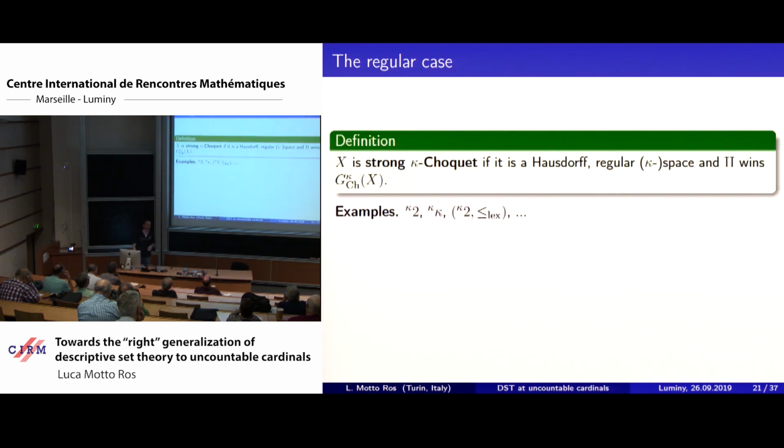And then you have your definition. They call this strong kappa Choquet, so they don't call it something like kappa Polish. Okay, strong kappa Choquet for them means Hausdorff, regular, base of size kappa, and 2 wins the game. So it is strong kappa Choquet in this sense, that 2 wins the game. And again, you find your generalized Cantor space, the generalized Baire space, but also other spaces, like if you take 2 to the kappa with the lexicographical order and the topology generated, this is still one of these spaces.